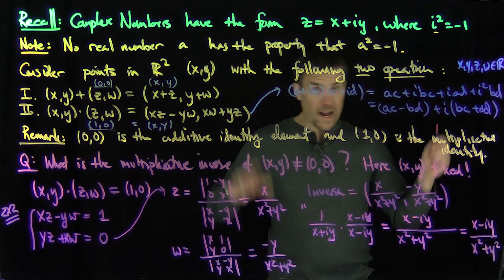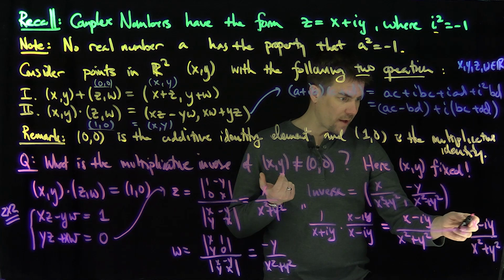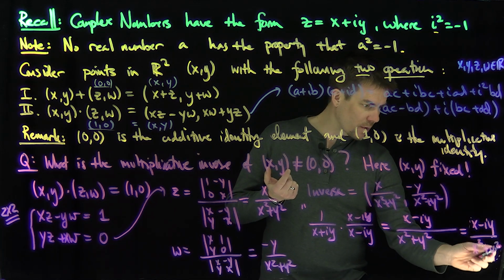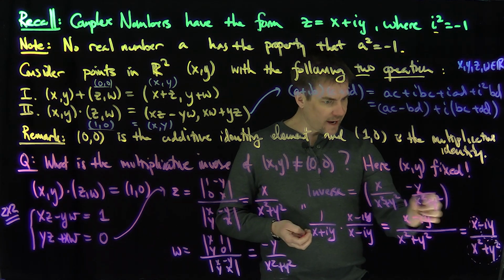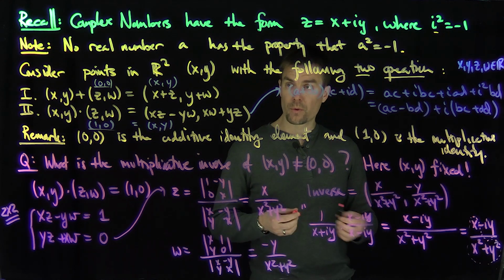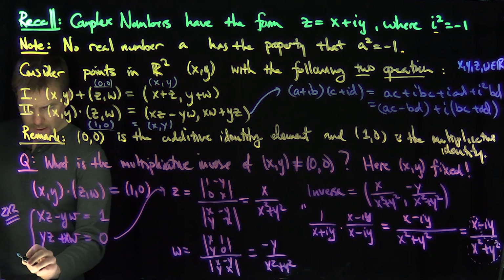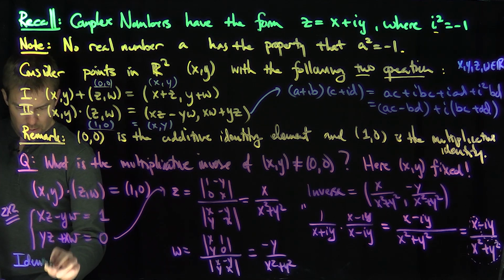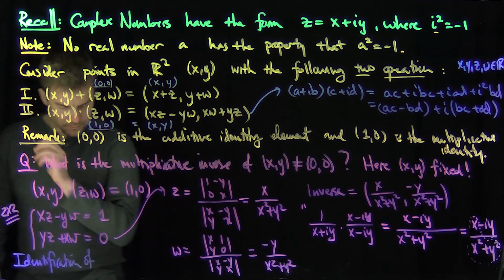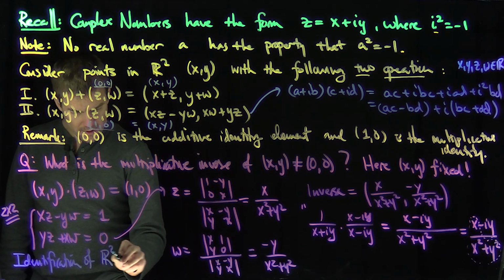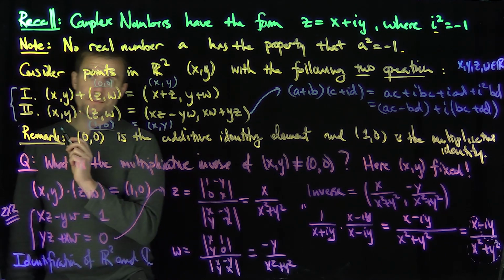Now, what is the first entry of this thing? If we're thinking of the part without an i as the first entry, that's going to be x over x squared plus y squared. And the second entry over here is going to be negative y over x squared plus y squared, right? So in other words, what we've done over here is sometimes referred to as identification. We have an identification of R2 and C. And how I've identified them is with this multiplicative structure.